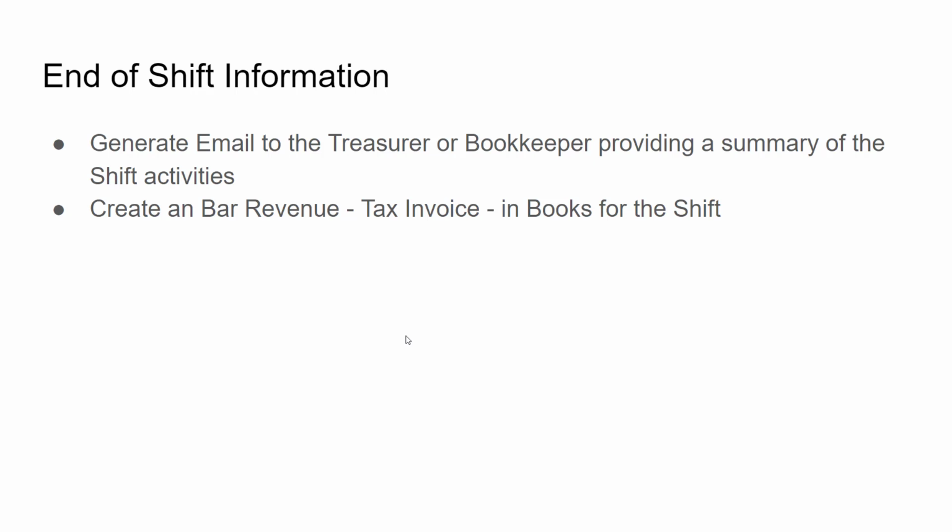So what we've integrated with the system is we generate an email to the treasurer, or obviously it can go to the bookkeeper, or to a manager for the bar, providing a summary of each shift's activities. As soon as they close out the shift, an email is generated with all of that data. And also at the same time, a bar revenue tax invoice is created in Zoho Books for each shift.